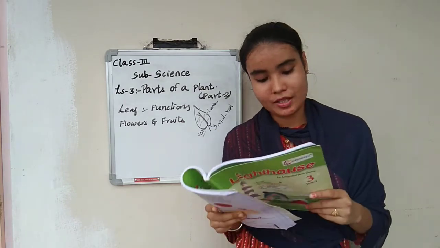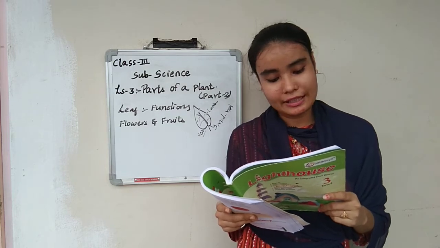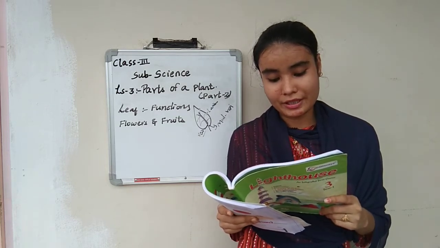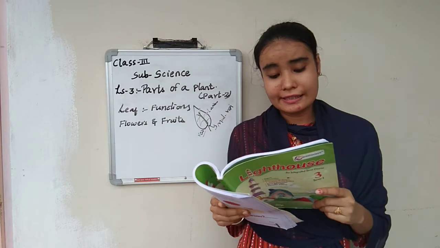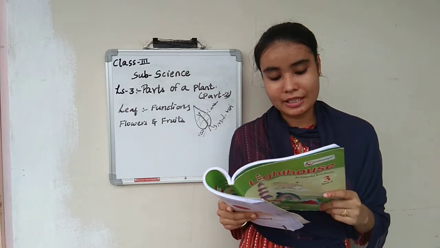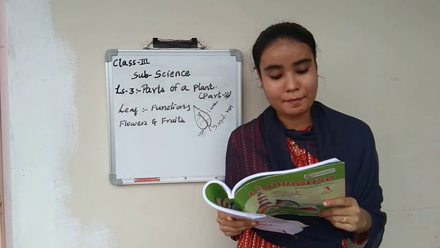Let us see the functions of the leaf, what the main functions are and how it supports the plant. Plants breathe in oxygen and carbon dioxide out through stomata at night. They also excrete extra water through them. Leaves are the food factory of the plant.